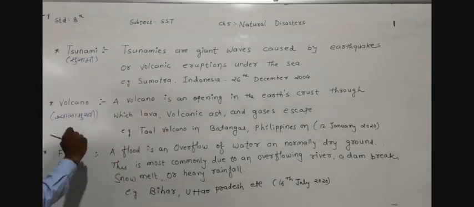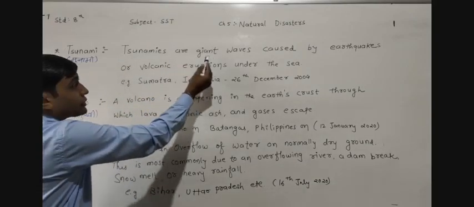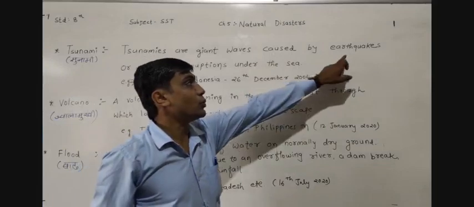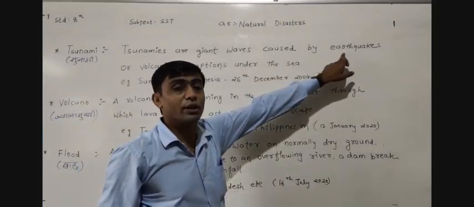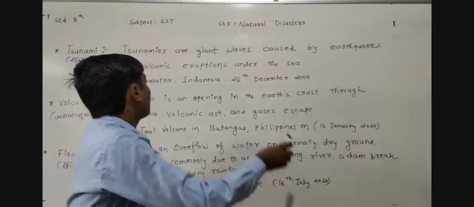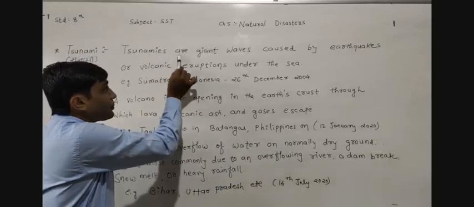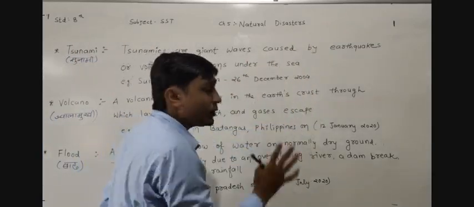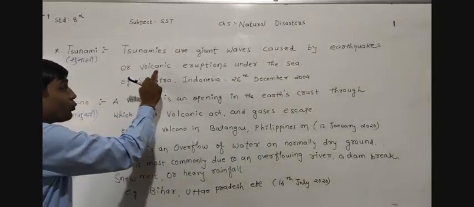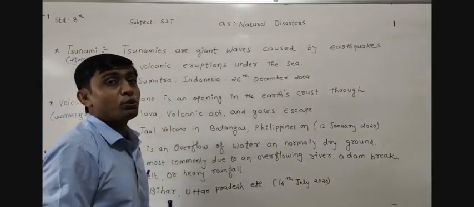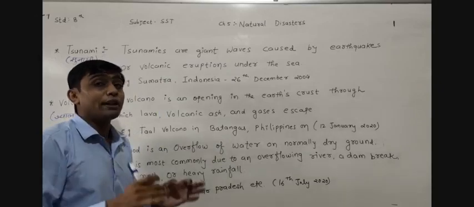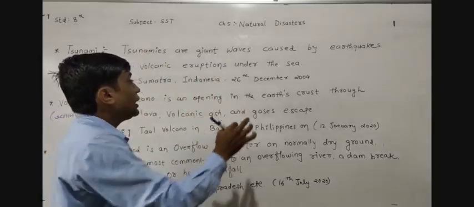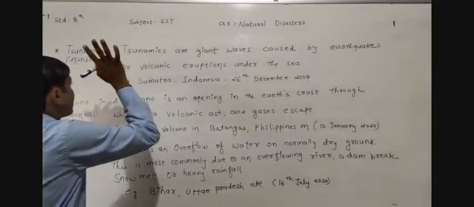Now what was the meaning of tsunami? Tsunami are giant waves caused by an earthquake. Dear children, you know very well the meaning of the earthquake. Earthquake means bhukamp. It means tsunamis are the huge waves caused by the earthquake or volcanic eruption. What was the meaning of the volcanic eruption? Volcanic eruption means ज्वालामुखी फटना, ज्वालामुखी विस्फोट under the sea. It is known as a tsunami.